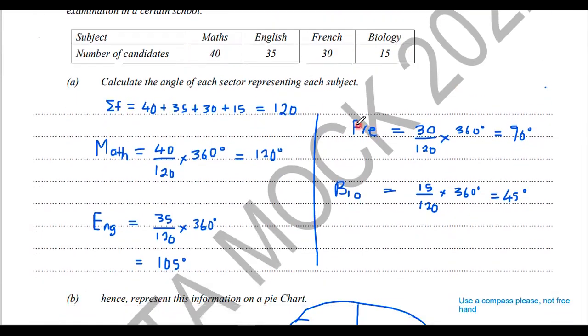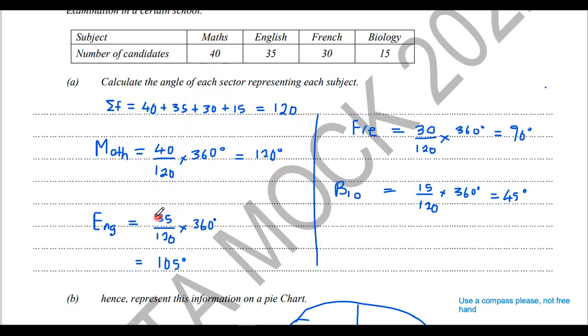So the angle of each sector is given by, first of all, we need to get the total frequency. The sum of all the candidates gives us the total frequency. That's going to be 120. Now, for the angle that's going to represent mathematics, it should be that fraction. You know that a pie chart has 360 degrees, right? So it's equivalent to 360 degrees. That will be equal to 40 for maths on 120 students times 360 degrees. That gives us 120 degrees.